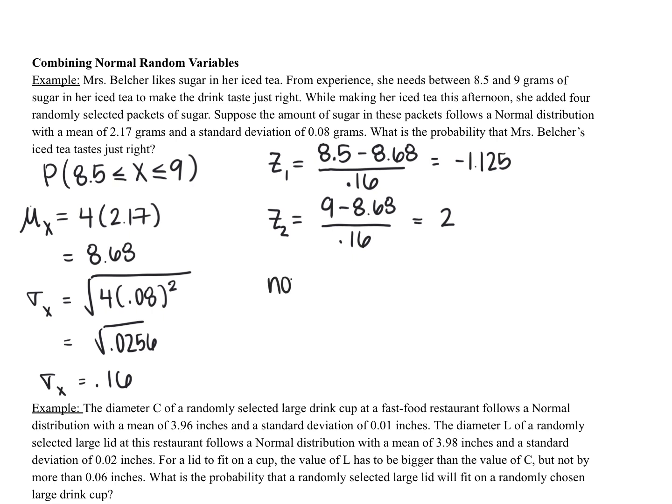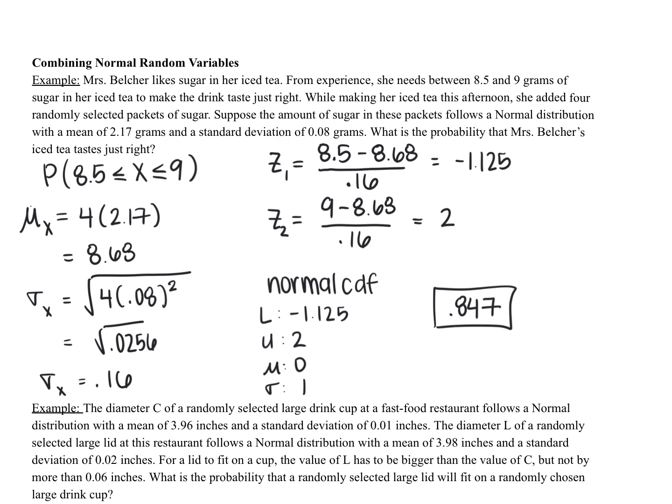So I'm going to do normal CDF. My lower bound is going to be negative 1.125. My upper bound is going to be 2, mean of 0, standard deviation of 1. And we're going to get 0.847. It actually is 0.84696, but that 9 makes it become a 7.